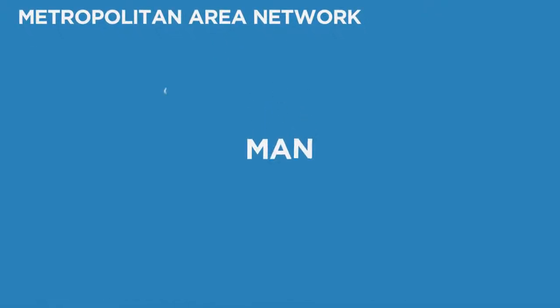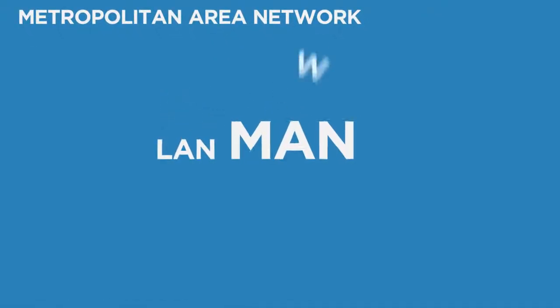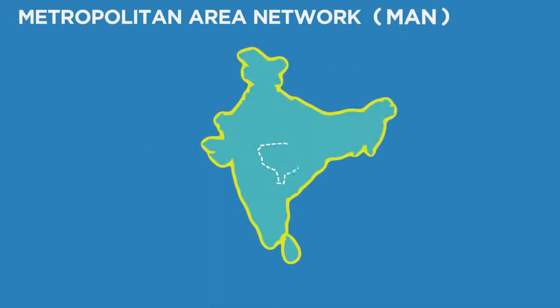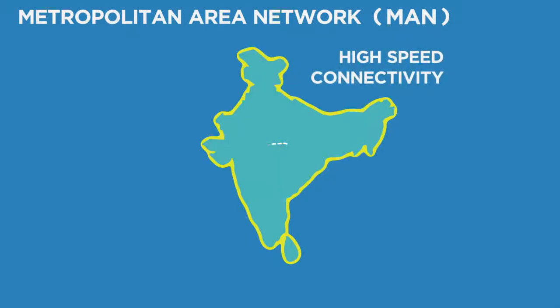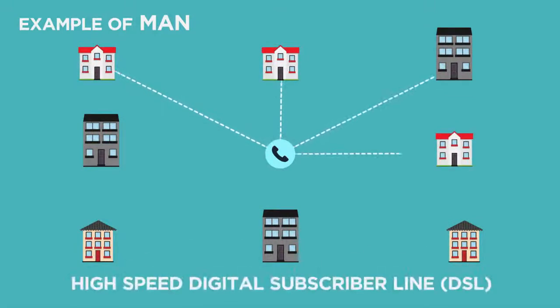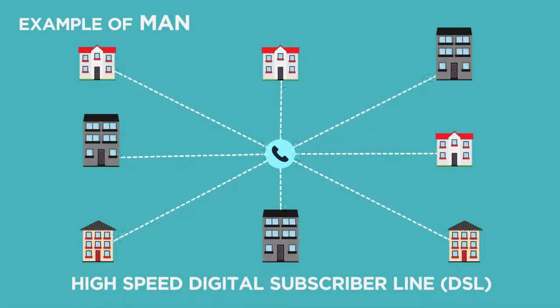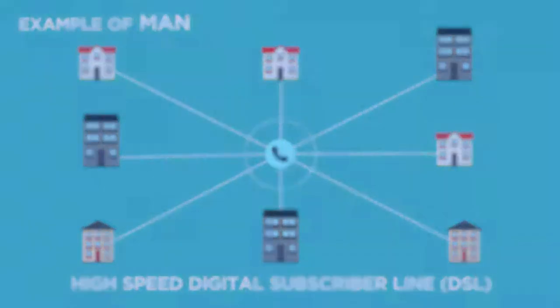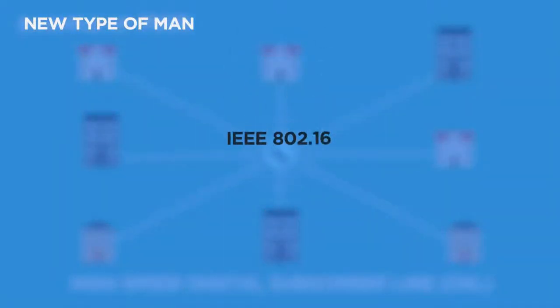Metropolitan area networks. A metropolitan area network, or MAN, is a network which is bigger than a LAN but smaller than a WAN. It typically covers the area inside a town or a city. It is designed for those who need high-speed connectivity. A good example of a MAN is a part of a telephone company network that can provide a high-speed digital subscriber line, or DSL, to the customer. Recent developments in high-speed wireless internet have resulted in another type of MAN, which has been standardized as IEEE 802.16 and is popularly known as WiMAX.